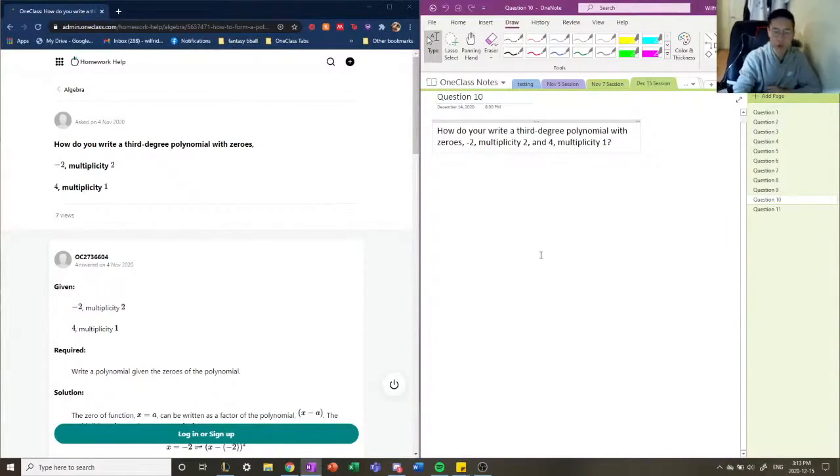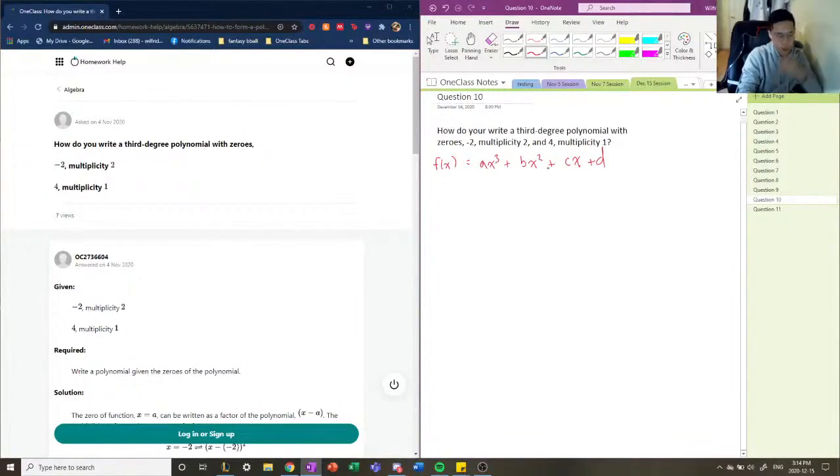Okay, so first of all, we need to define what a third degree polynomial is. It's basically a polynomial with the max power of 3. So it'll be ax cubed plus bx squared plus cx plus d, where the maximum degree or power is 3. So that's what you call a third degree polynomial. You can have different coefficients, but this is the general form.